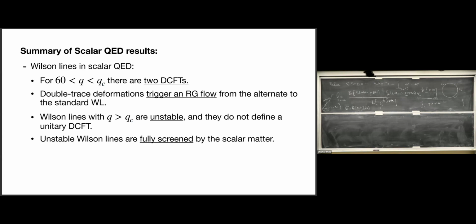And also we found that Wilson lines above criticality, above the critical charge, are unstable and do not define a unitary DCFT. And in the case of scalar matter fields, we found that the Wilson lines are completely screened by the charged scalar matter.